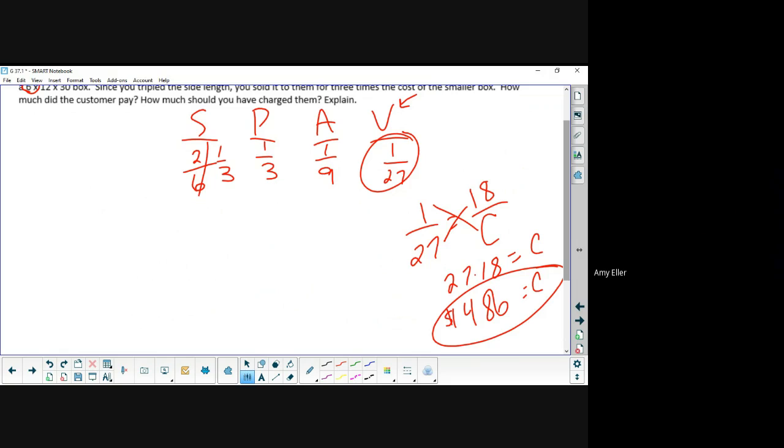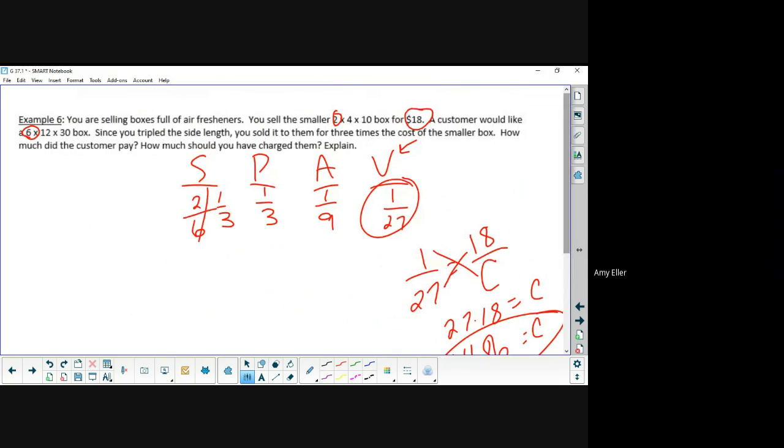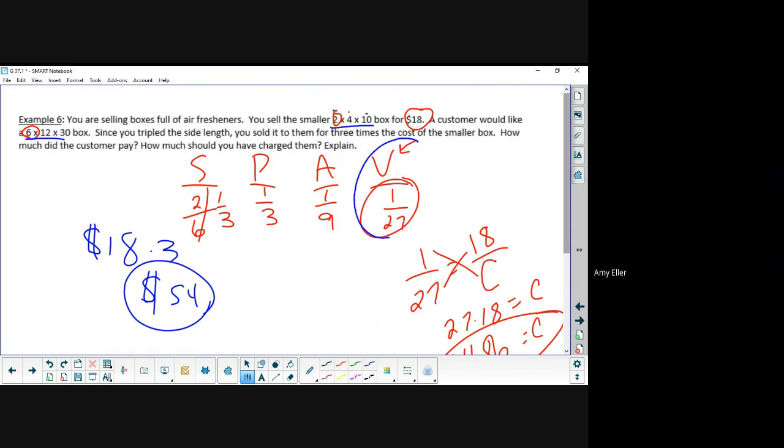$486. Some of you, when you saw this problem earlier, you had a good thought. You said, oh, these are all triple. So I'm going to take the $18. The box is 3 times bigger, so I'm going to multiply by 3, and you got 54. But here's what you forgot. The sides are 3 times bigger. The volume is not 3 times bigger. It's actually 27 times bigger. Here's a visual for you.